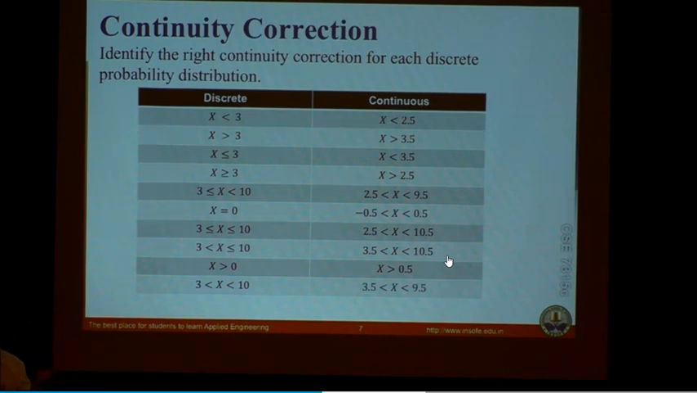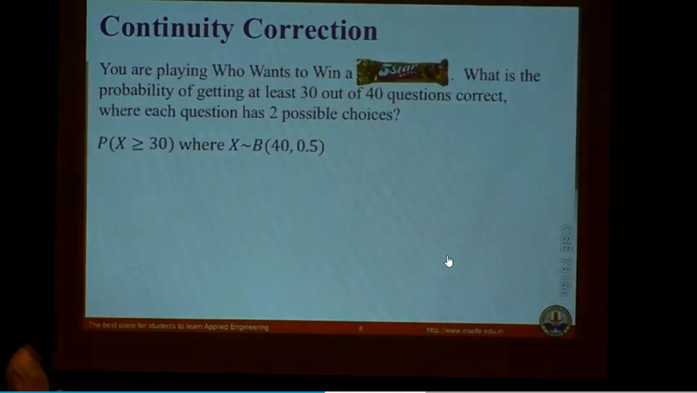Okay, great. So now we know what continuity correction is. Perfect. So now you are again playing Who Wants to Be a Millionaire. Now the question has changed. What's the probability of getting at least 30 questions out of 40 correct with the same conditions? Each question has 2 possible choices. So I am looking at least 30, so 30 or more. The binomial is n = 40 and the probability of getting the correct answer is 0.5.